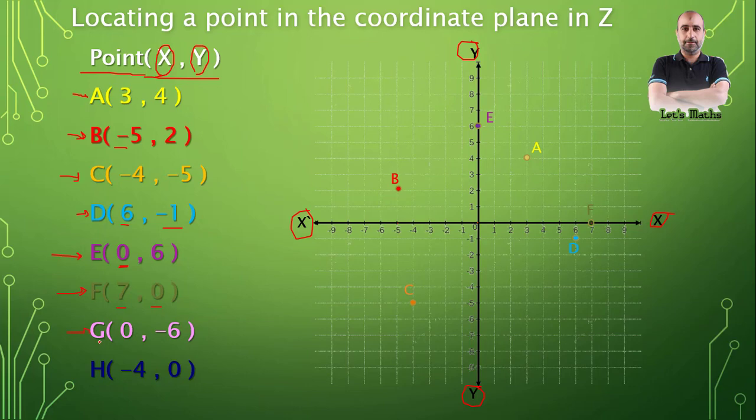G intersects the x-axis at 0 and the y-axis at negative 6, which is here. And finally, the point H intersects the x-axis at negative 4 and the y-axis at 0, which is here. That's where H is.